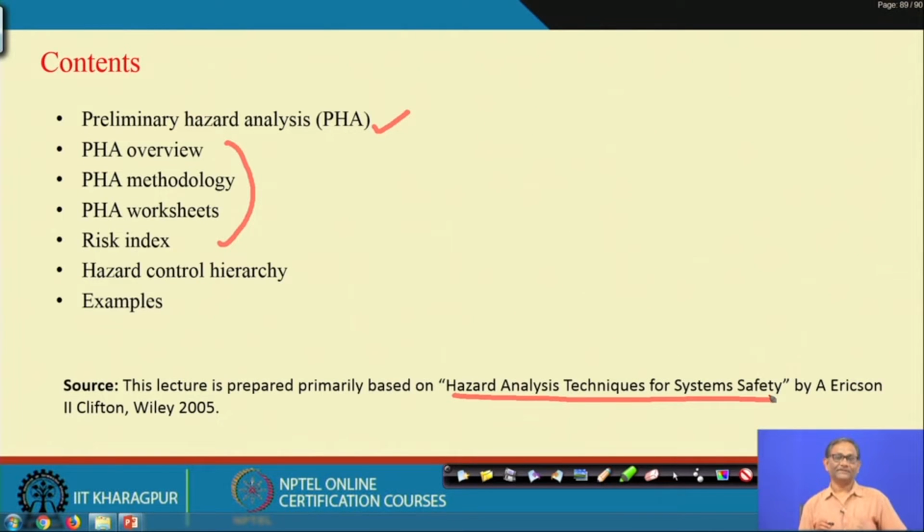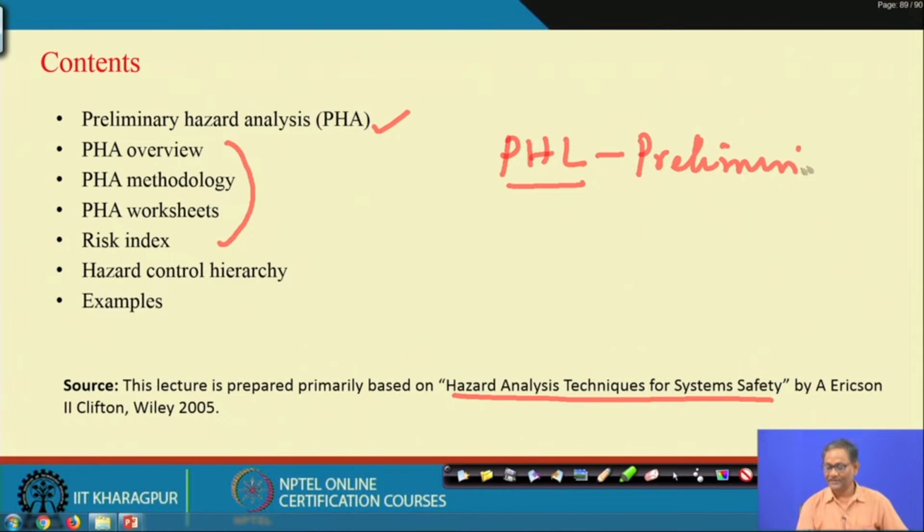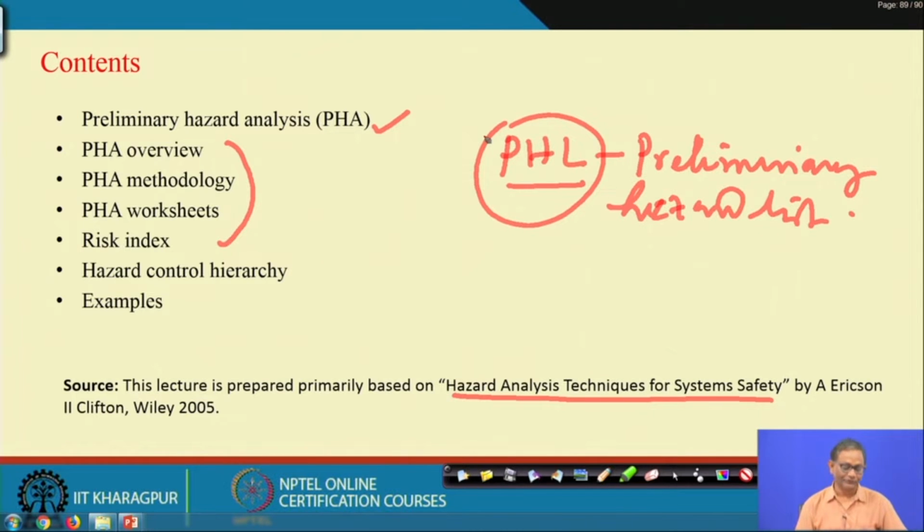Please keep in mind, those who are going through PHA first, without the PHL, the preliminary hazard list from my previous lecture, you will face problems. So, I request all of you to first go through PHL, if you have not, and then understand PHA. PHL and PHA are very much related. PHL is the input to PHA. So, let us see that.